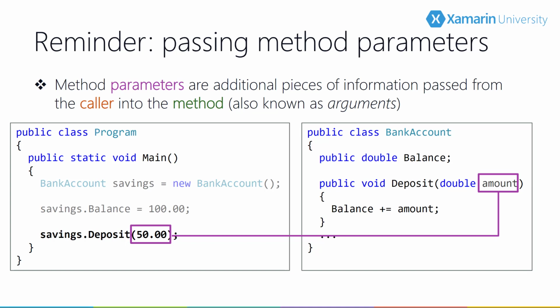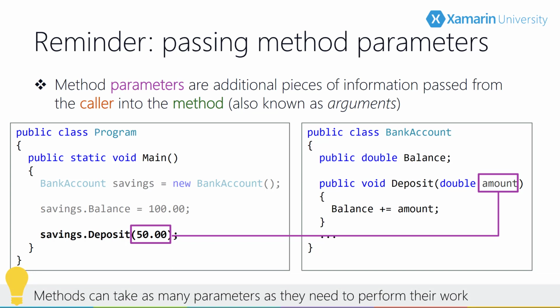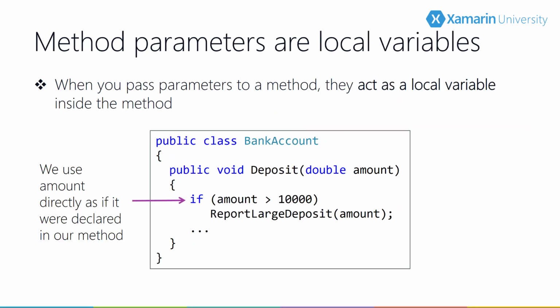So in this case, when we call the method, we're passing in 50. That 50 then gets passed into the method. It gets captured by that local variable, and then we can use it to do whatever we want to do. In this case, we take that value and we increase our balance. So like I said, remember, parameters are treated as local variables. Here you can see that the amount variable is accessible by just using its name.